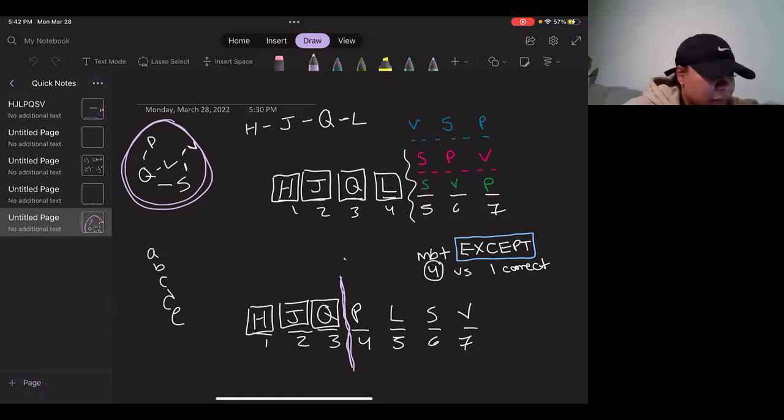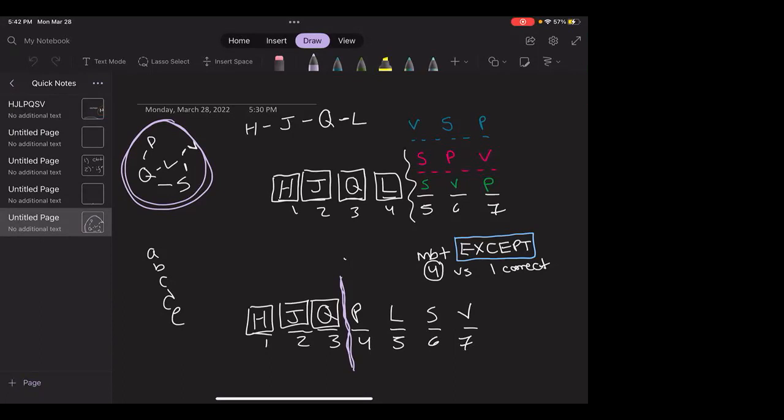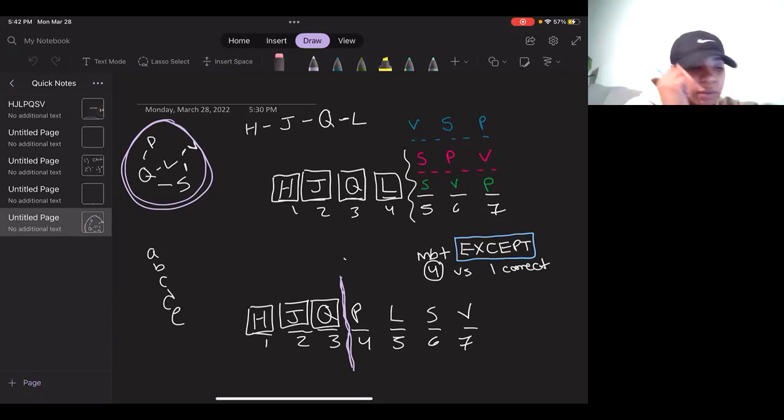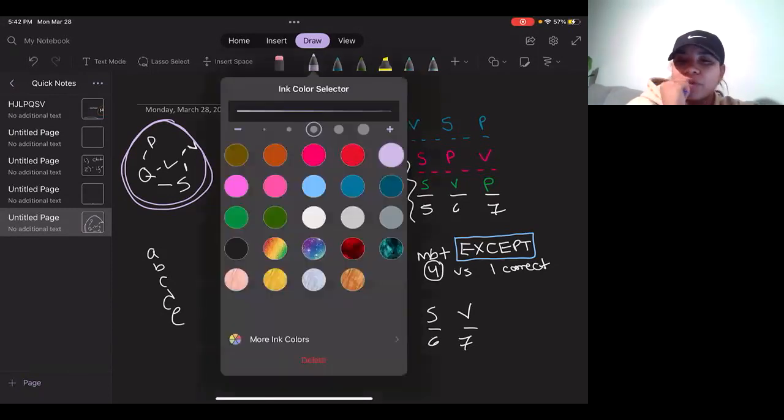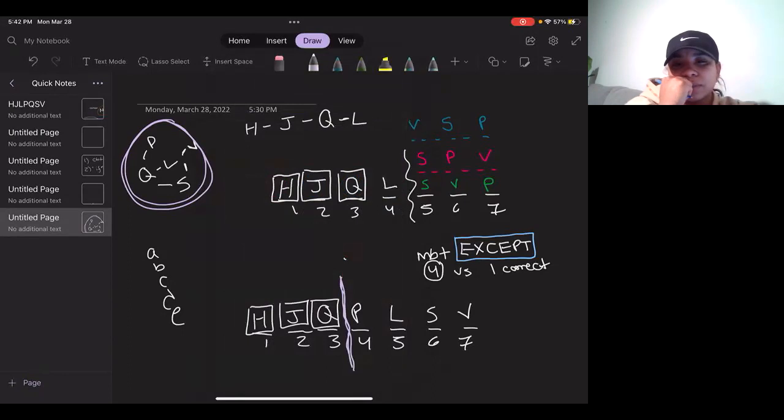All right, so just going back from the beginning, the question says Q is more popular than L. So since we know we were going off the first stimulus that H has to be first, J has to be second, and Q has to be third. Why doesn't O have to be fourth anymore? I know we said that Q has to come before P, but why doesn't?